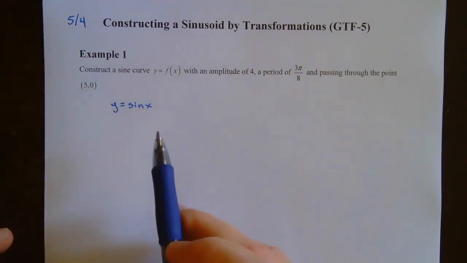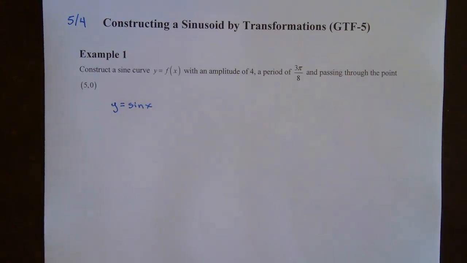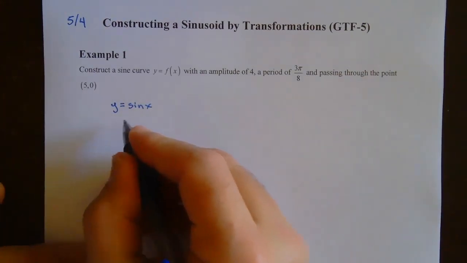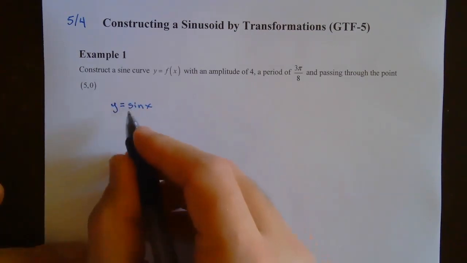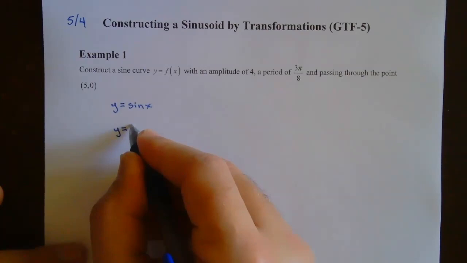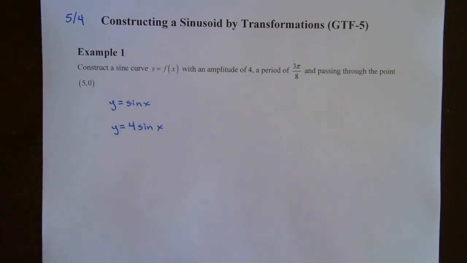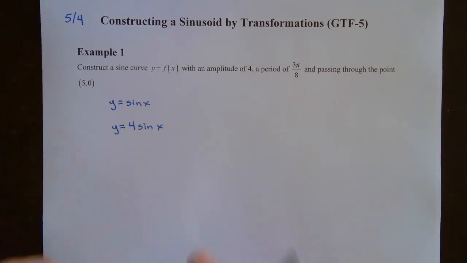Okay, and what I want to do is give that an amplitude of 4. So I want to vertically stretch it by a factor of 4, is basically what that says. So that means the amplitude is right out here in front of sine. We've learned that from previous lessons. So this is going to be y equals 4 sine of x. So that will just have an amplitude of 4. That'll be the sine curve with an amplitude of 4.